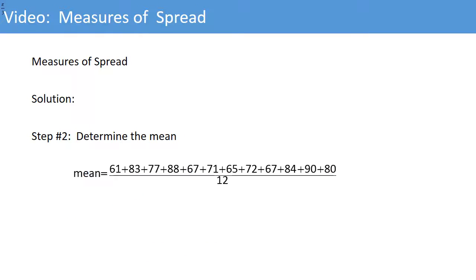Step number 2, determine the mean. We want to add the values of all the elements and divide by 12, which is the number of elements we have. So we know that the mean is 75.42. The mean expense is approximately $75.